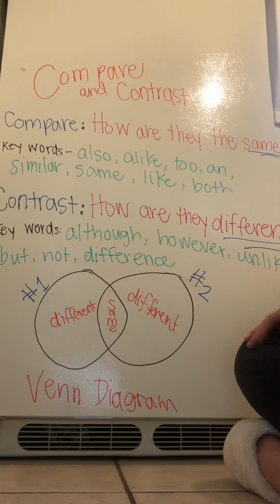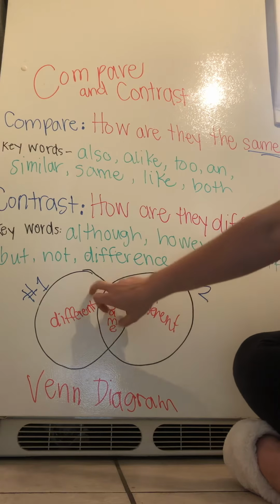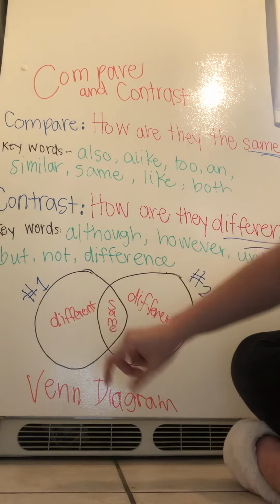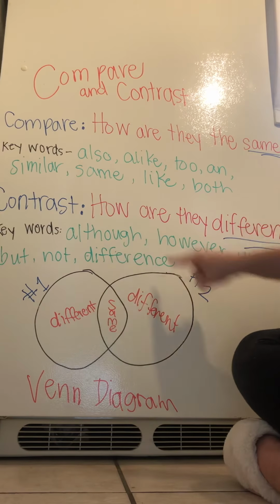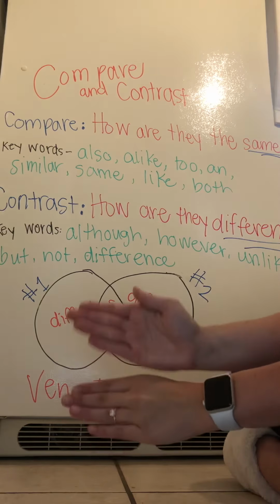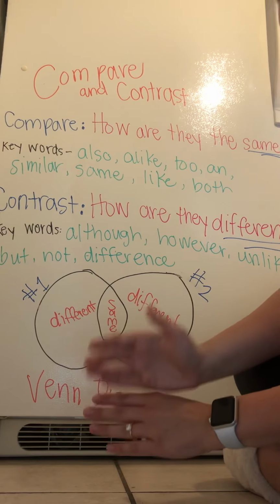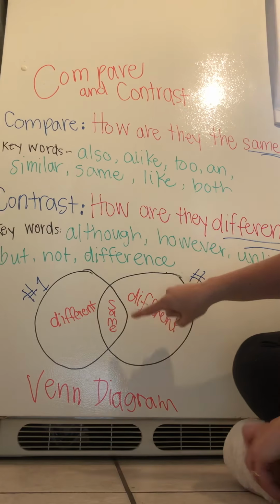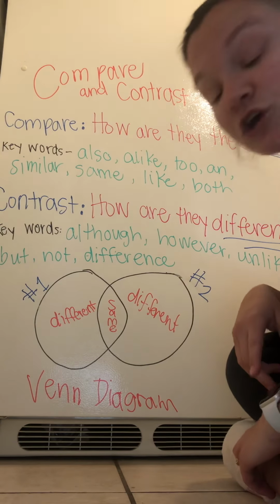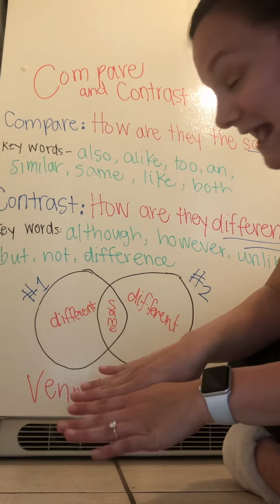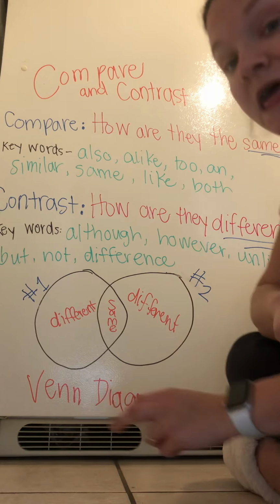On each side of the Venn diagram, where it's under number 1, in this part of the circle, you're going to write how number 1 is different than number 2, so you'll be contrasting them. On this side, you'll write how number 2 is different, contrasting from number 1. But see where those circles intersect? You're going to write how they are similar, how they're the same. You're going to compare in the middle and write how they're the same.